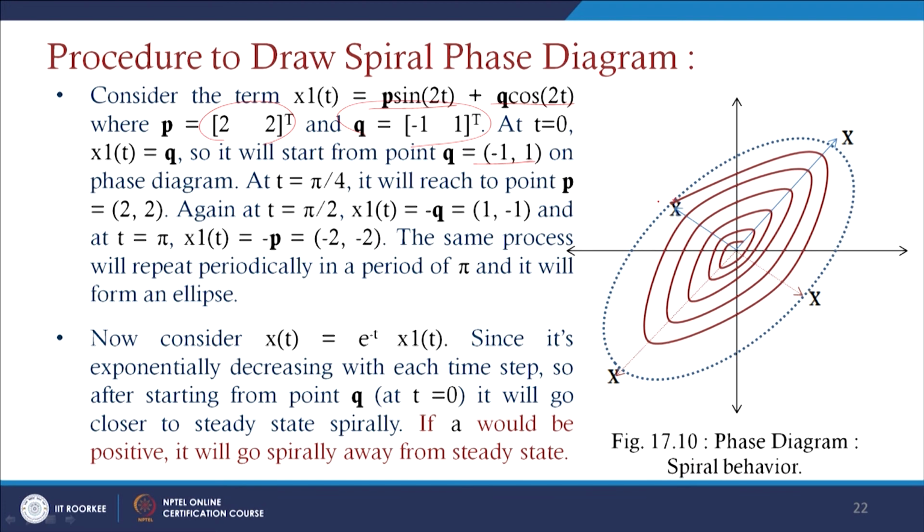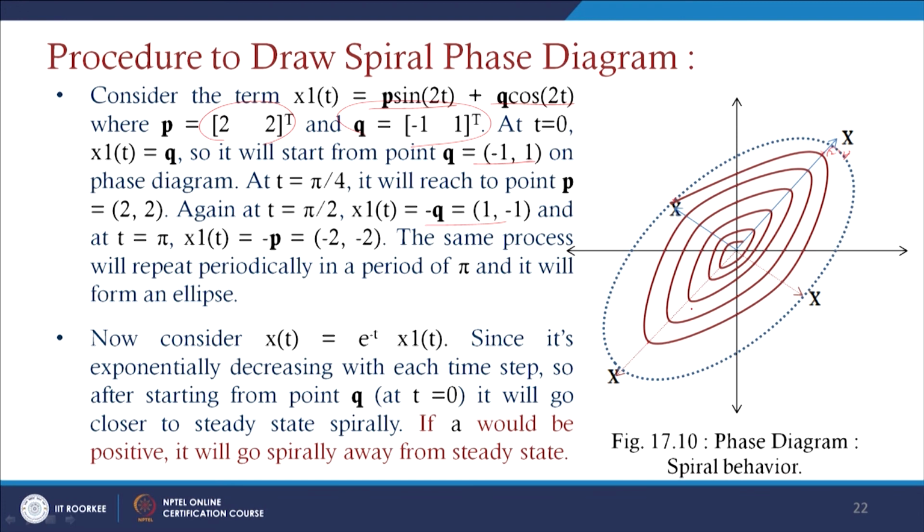At t equals to pi by 4, it will reach the point p, that is 2 2. Again at t equals to pi by 2, we can find the point x1 t equals minus q, that is 1 minus 1 in this region, and at t equals to pi especially we can again reach the minus 2 point. The same process will repeat, and periodically we will find that it goes on decreasing, and finally it will form an ellipse there.